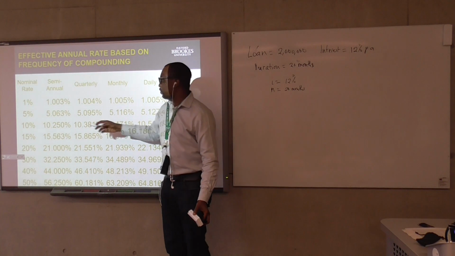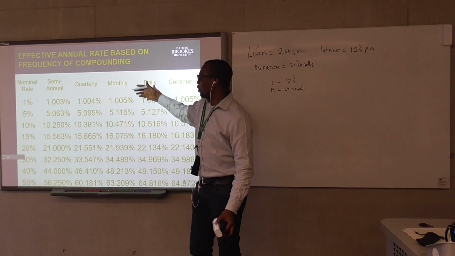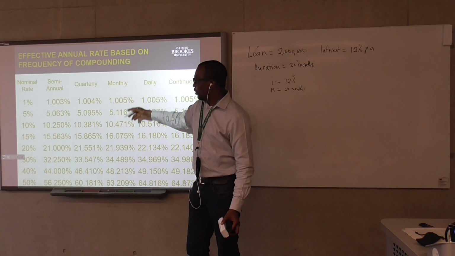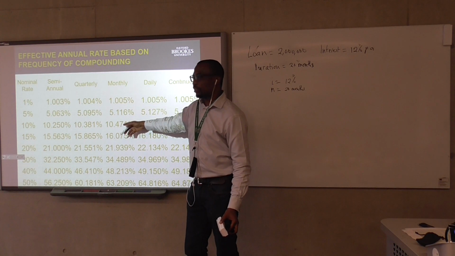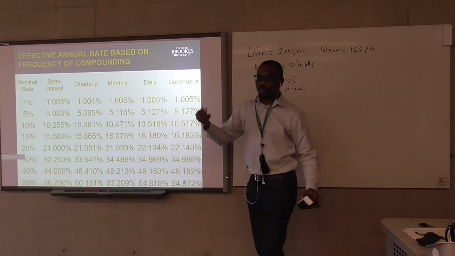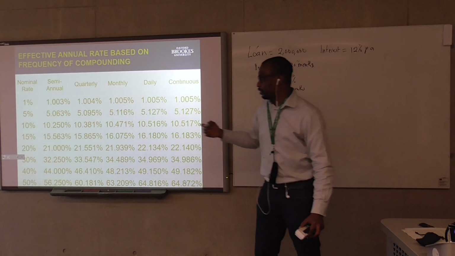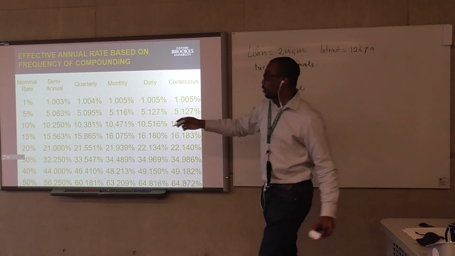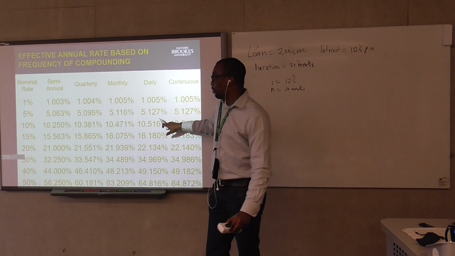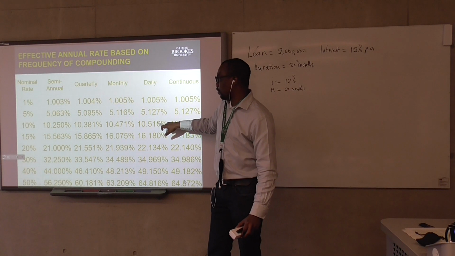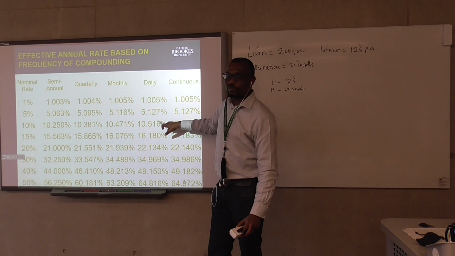If the loan were to be 10%, and you were paying that loan on a monthly basis, the effective interest rate will be 10.47%, mainly because it's compounded. So that means for every month, this is what you are paying at the end of every month. If that same loan were to be paid on a daily basis, the effective rate you are paying for that loan is 10.25%.